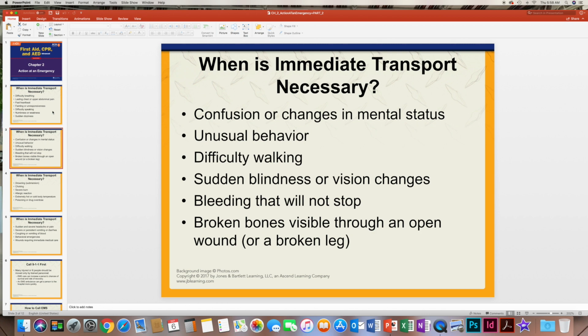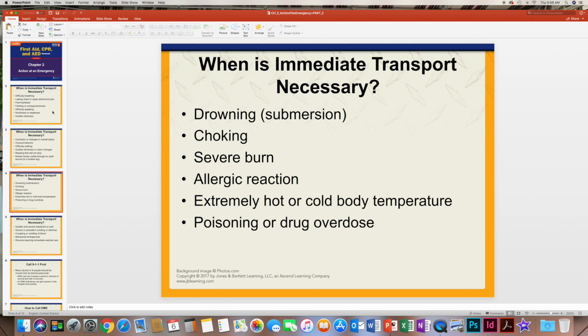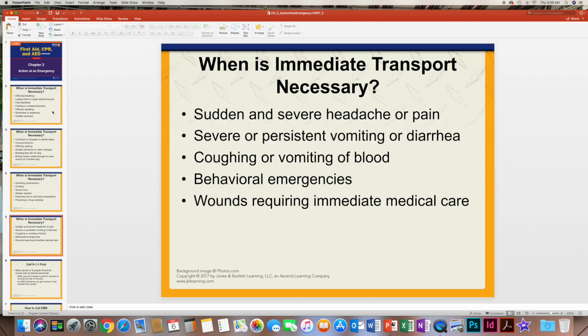any type of drowning, choking, severe burn, a severe allergic reaction, if you notice extremely hot or cold body temperature, or if the patient has been poisoned or had a drug overdose. These are very, very severe reactions and need to be treated immediately.